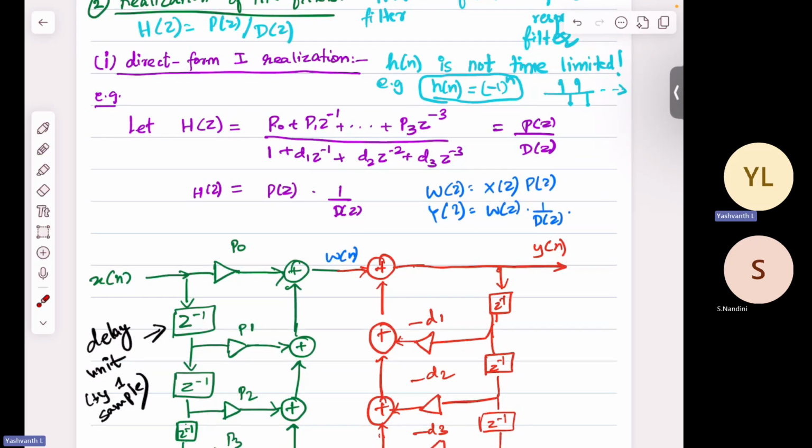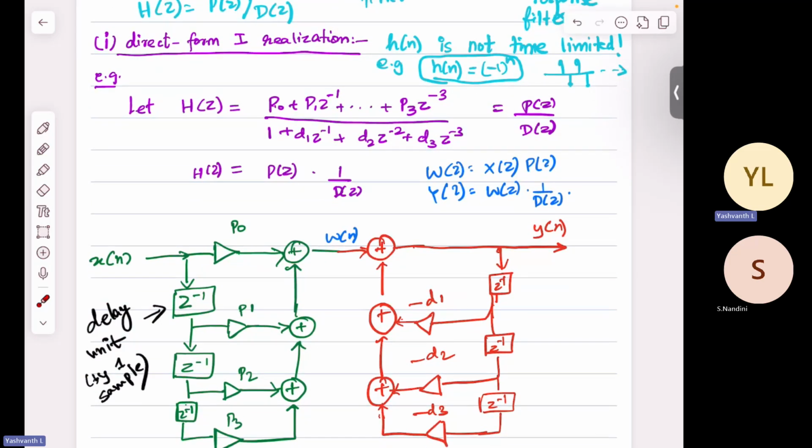Now what I will do is, I will first pass my input to P of z, get the output as, let's say, w of n, that is W of z, and pass W of z to another system whose impulse response is 1 by D of z, and finally get the output y of n. Okay, that's what I'm doing.